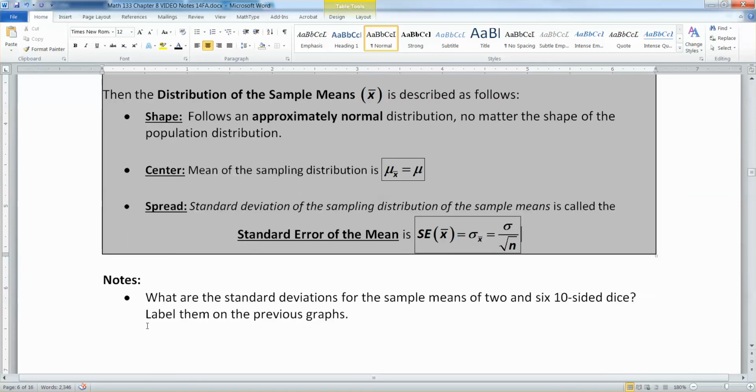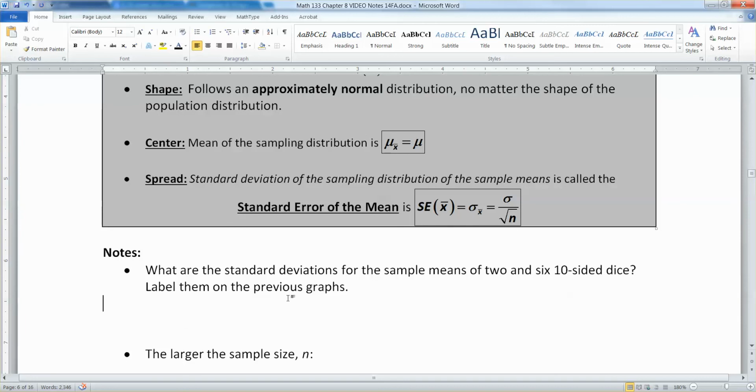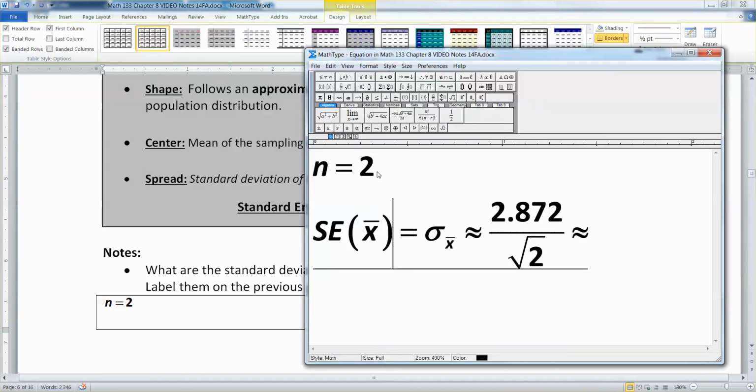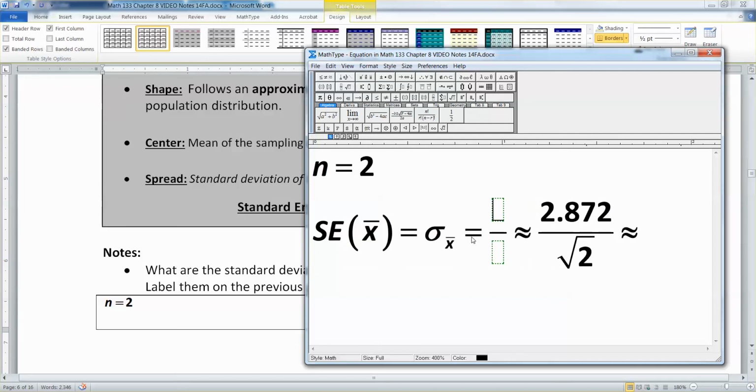So let's figure out what it was for our two values that we already had. We had n equals 2 and we had n equals 6. Let me type those up, one second. All right, there we have it. When n equals 2, the standard error of the means, sigma sub x bar, the other notation for that is sigma divided by the square root of n. That's about 2.872 over the square root of 2. Let me just write this formula in one more time. Sigma over the square root of n.